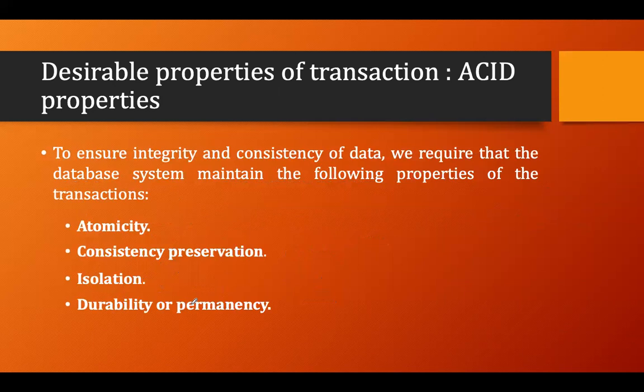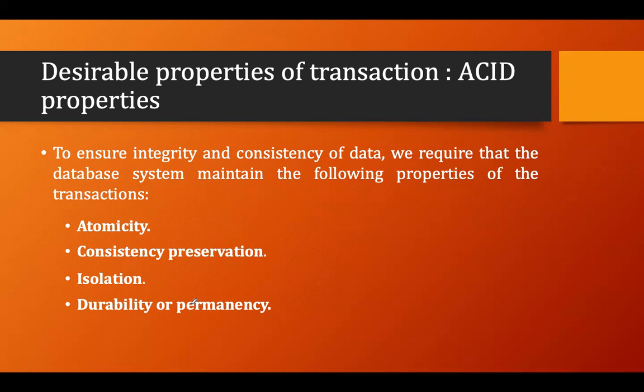Now let's see a very famous concept related to the transaction, which is called the properties of the transaction. We have four properties of any transaction. These are the desired properties, meaning they should be there with the transaction if we create the database out of it. To ensure integrity and consistency of data, we require that the database system maintain the following properties of the transaction.